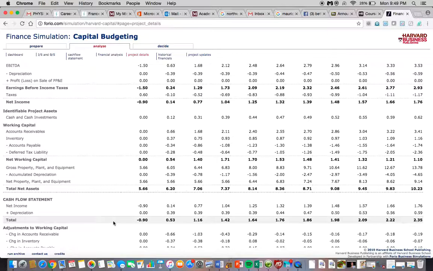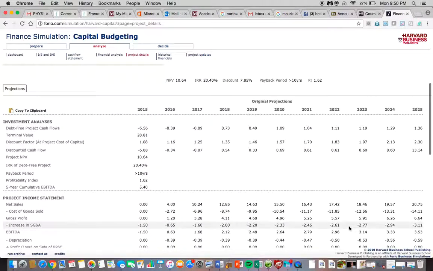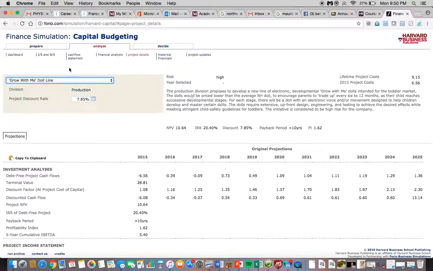you have the totals down here again, starting at a negative 0.90, a 0.53, 1.16, 1.42, 1.46, 1.64, sorry, 1.76, 1.86, 1.98, 2.09, 2.22, and 2.35. Again, this is a great indicator that this investment will do your company good in the future. So scrolling back up to the top, we're going to switch tabs again to the income statement and balance sheet.